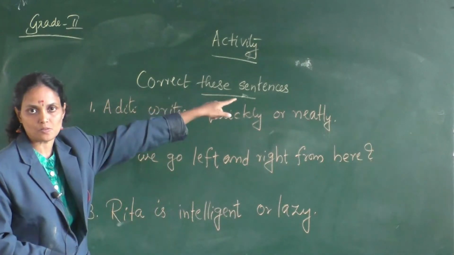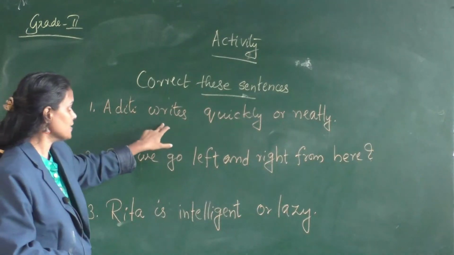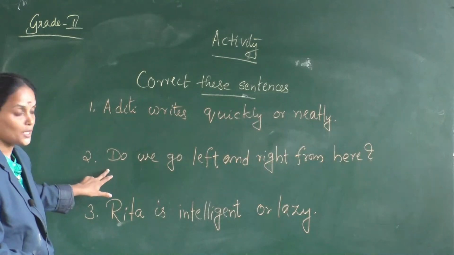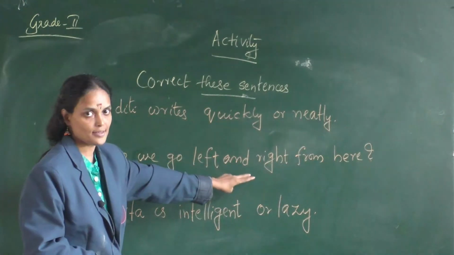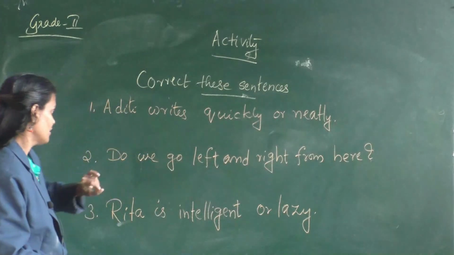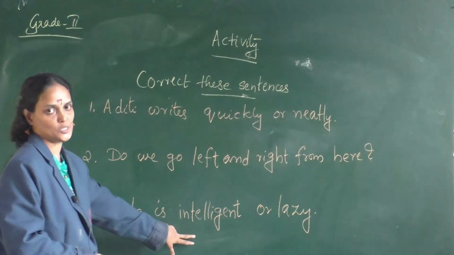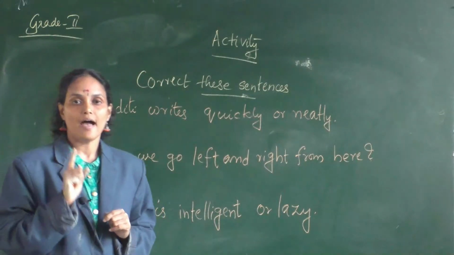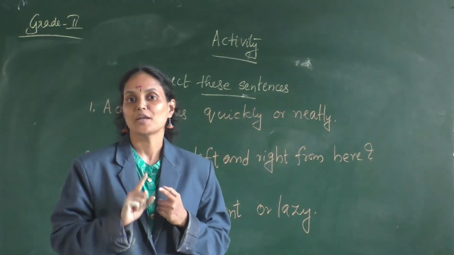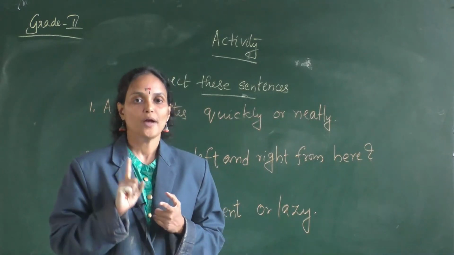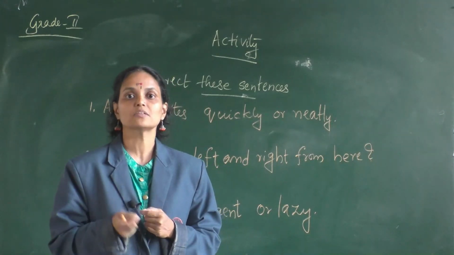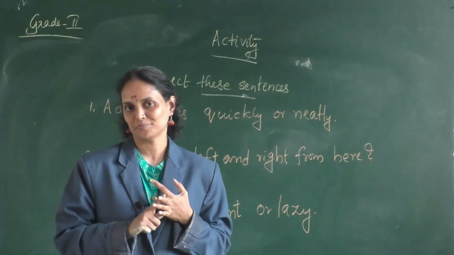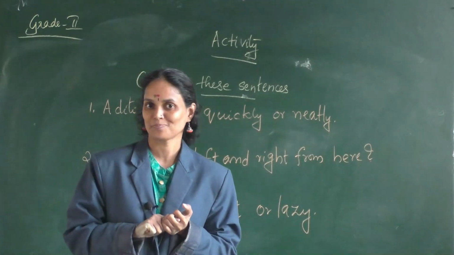Correct these sentences. Aditi writes quickly or neatly. Do we go left and right from here? Rita is intelligent or lazy. In these three sentences, the conjunctions and, but, or are used wrongly. You have to find out the mistakes, correct them with suitable conjunctions. Use only three conjunctions: and, but, or. Let's find out the answers. Yes.